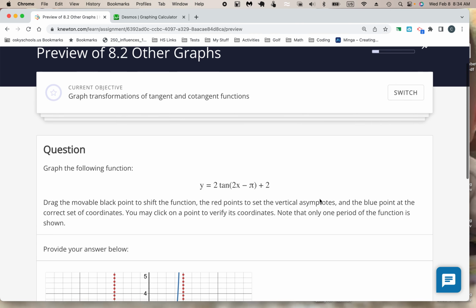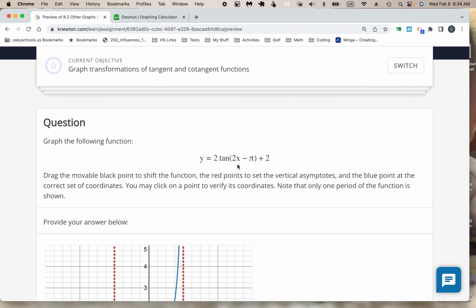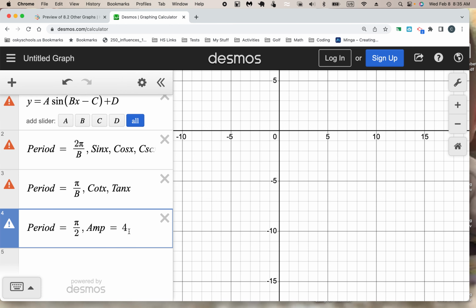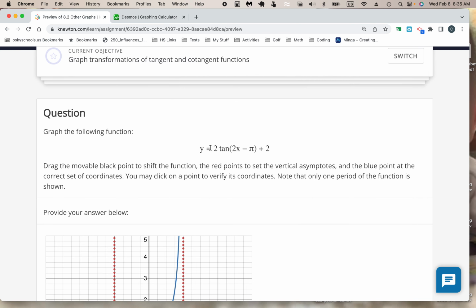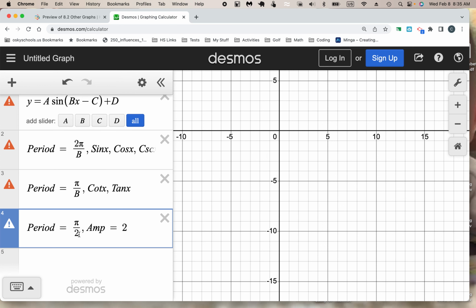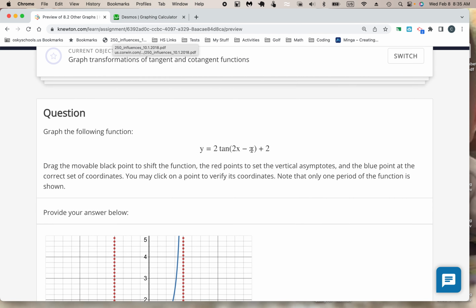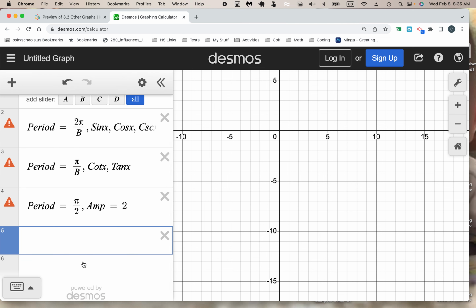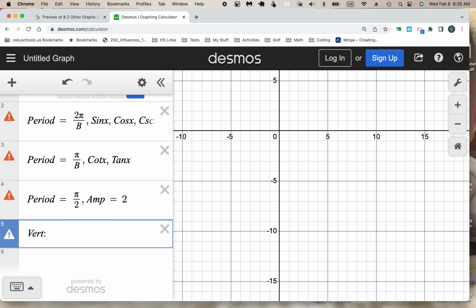Now we're going to graph transformations of tangent or cotangent functions again, but they give us a little bit extra information here. We're going to go back to Desmos, and now our amplitude is 2, because of our leading coefficient. We've got a 2 for the coefficient of x, so that's b. So we still have pi over 2 here, right? b would be 2, so we still have pi over 2 for the period. But we have some extra stuff here. We have a vertical shift of positive 2.